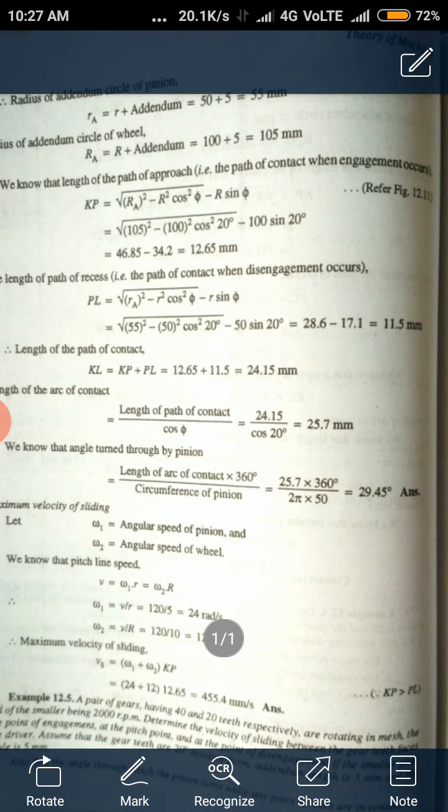Next, we can use these values to determine the angle turned by the pinion. So that's equal to what? Length of arc of contact into 360 degree divided by the circumference of the pinion. The circumference of the pinion is 2 pi into r, small r for the pinion, capital R for the wheel. So substitute the values: length of arc of contact 25.7 into 360 degree divided by 2 pi into small r, small r equal to how much? 50 mm. So you get how much angle? 29.45 degree.